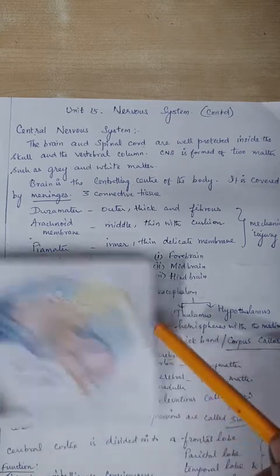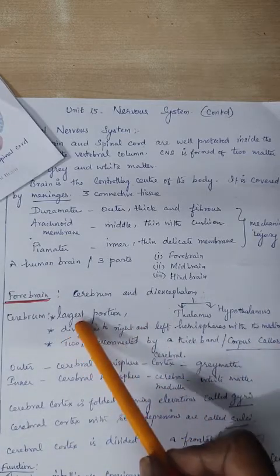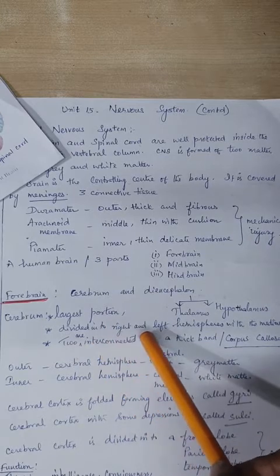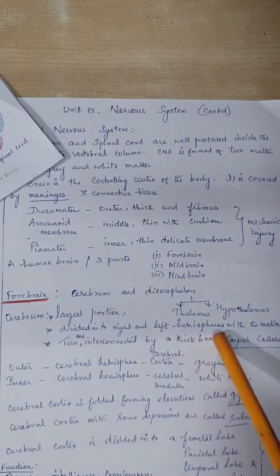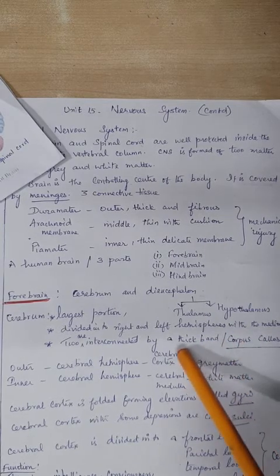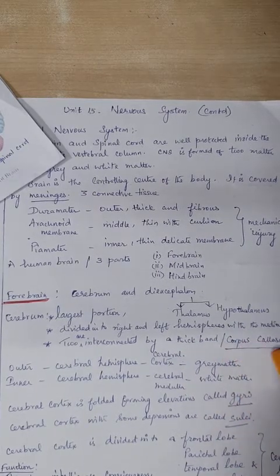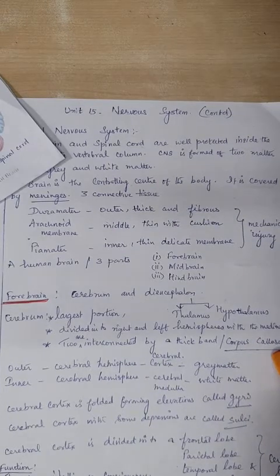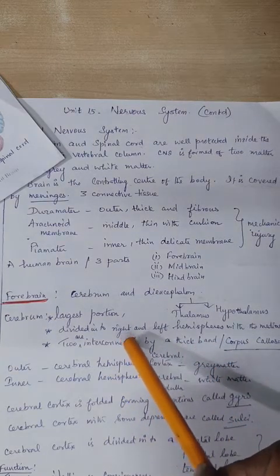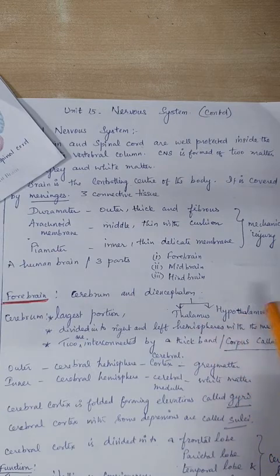What is cerebrum? Cerebrum is the largest portion of the brain. It is divided into right and left cerebral hemispheres with a median cleft. These two are connected by a thick band called corpus callosum. You may get a 1 mark question from this: What is the name of the tissue that interconnects the left and right cerebral hemispheres?